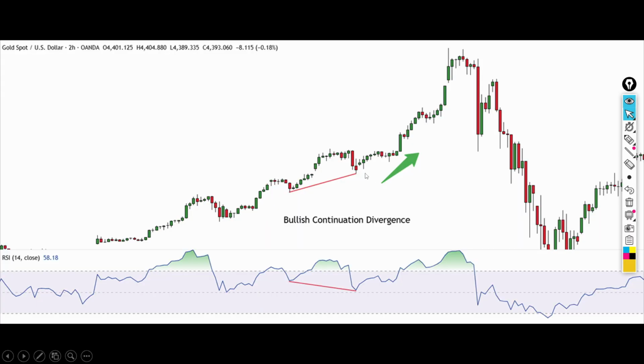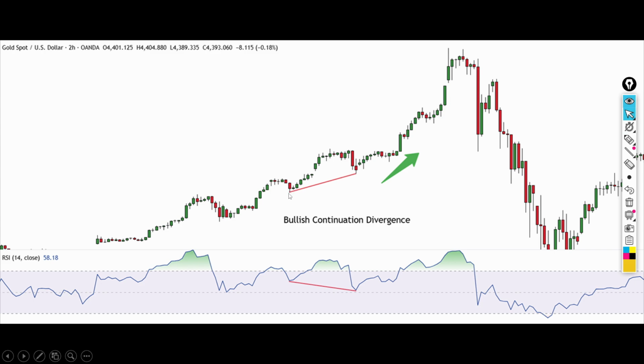Continuation divergence. This is a very important type of divergence. As the name indicates, the price tends to continue in the same direction rather than reverse. If we consider this price action, we can see it creates a higher high, higher low, higher high, and higher low. Here the price action is creating higher lows, because if I compare this low with the previous low, this is higher.